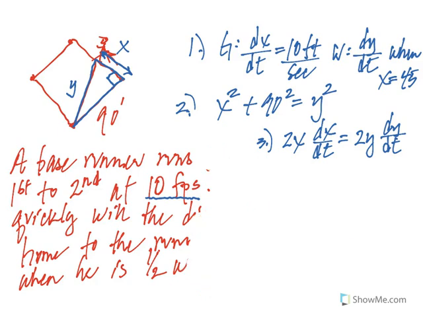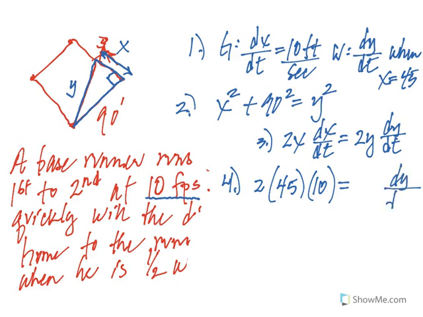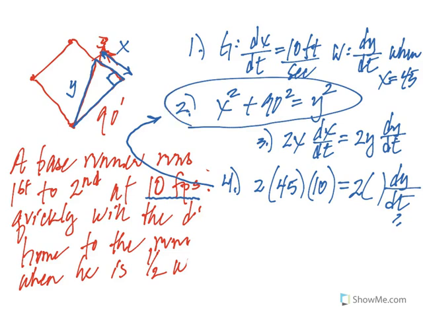Make myself a little room here. So step four then, I'm going to substitute and solve. So I've got 2, I know my x is 45, and dx/dt is 10. And now the problem on the other side is this. I'm looking for dy/dt, but I don't have y. I need y in order to be able to solve for dy/dt. So what we're going to do is look back somewhere on our paper for an equation that relates x to y, and I'm going to find it right here.